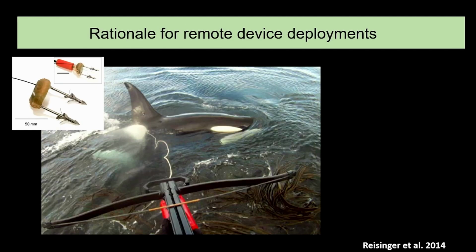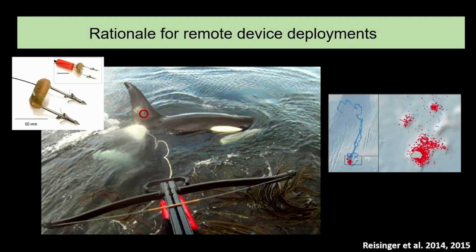So this was our rationale for trying a remote tracking device deployment technique. This is a technique that uses a crossbow that fires a small limpet-style device that has two medical-grade titanium barbs on the end. This has been widely used in the study of cetaceans, whales, and dolphins, and it has led to some considerable insight, for example, on the movement of killer whales in the Southern Ocean. And so we set out to try this on hippos.